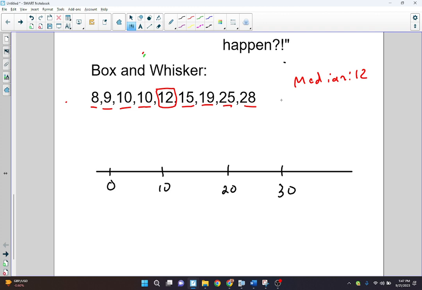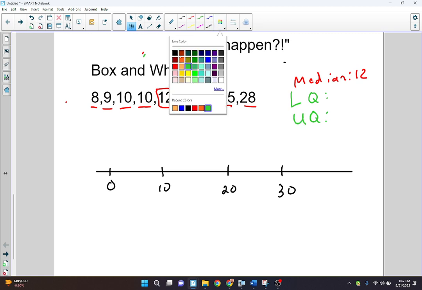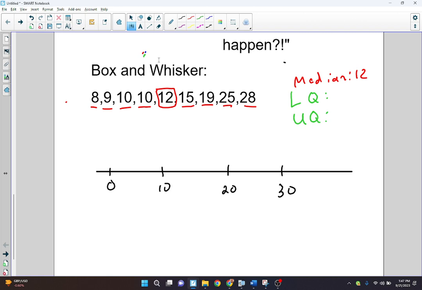Now we want the lower quartile and the upper quartile. I forgot what it was called; I'll tell you later. Upper? Okay. So in that situation, I'm going to take the half of the lower part, which is the left side. Then I'm going to take the half of the upper part.